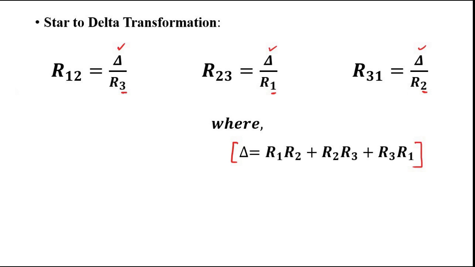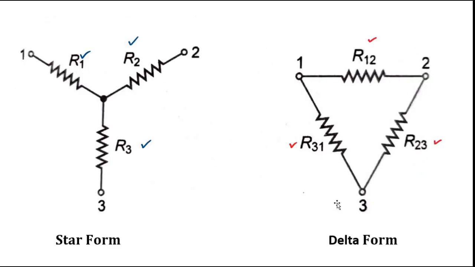So this is how you convert delta to star and star to delta. I am discussing this because in our upcoming discussion related to power transmission lines, such arrangements can come for resistors, for inductors and also for capacitors. So this is the thing.